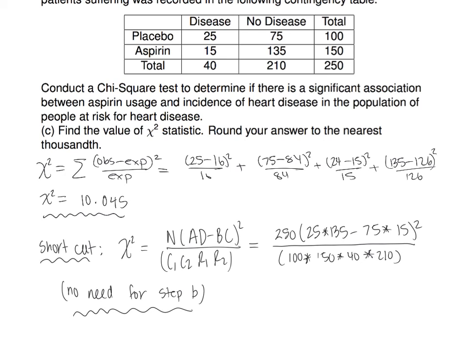So that's a nice little shortcut that you can use, and you should double check that it gives you the same value of chi-squared. The only instance where it would be a little bit different is if you had to round in those expected values, you might get a little bit different chi-squared from the shortcut formula because it's more exact.